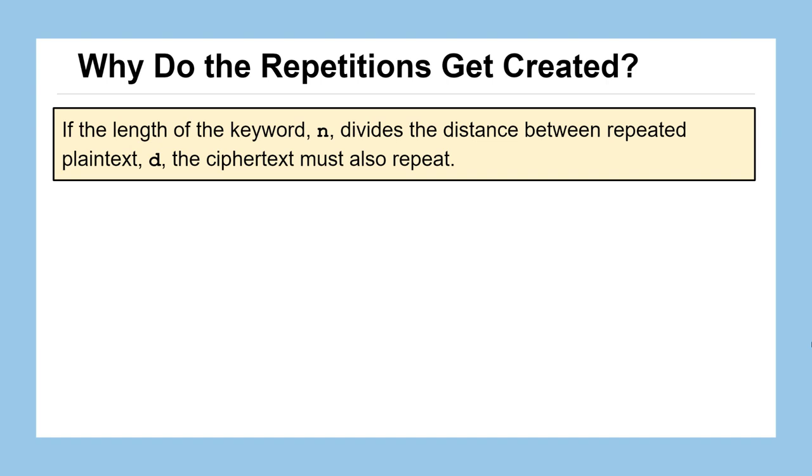So you might have already drawn this conclusion, but it appears that if the length of the keyword, which we can call n, can evenly divide the distance between the repeated plain text, which we can call d, the ciphertext will also repeat, and in fact, must also repeat.